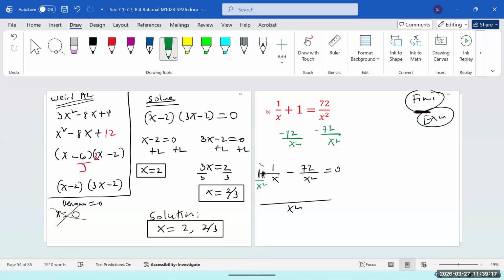So x squared on the top, x squared on the bottom, and the second denominator. So third one we don't touch. So we have x squared plus x minus 72. And this time we don't have to do AC method. It's simple.